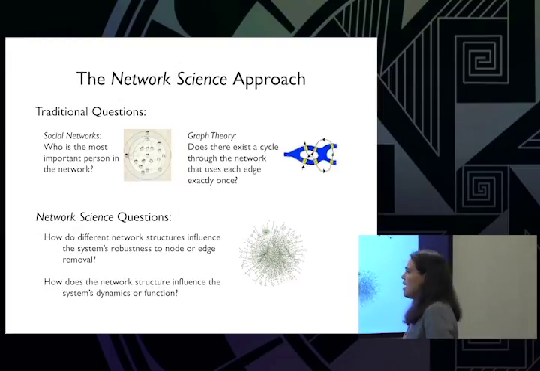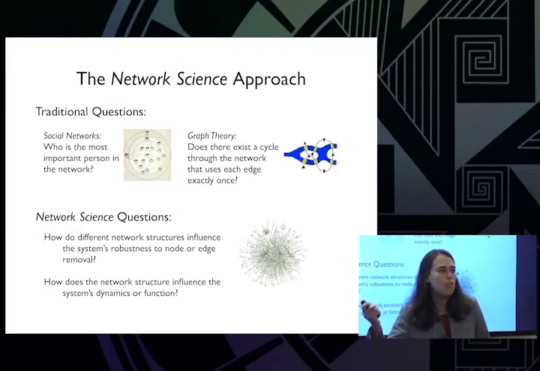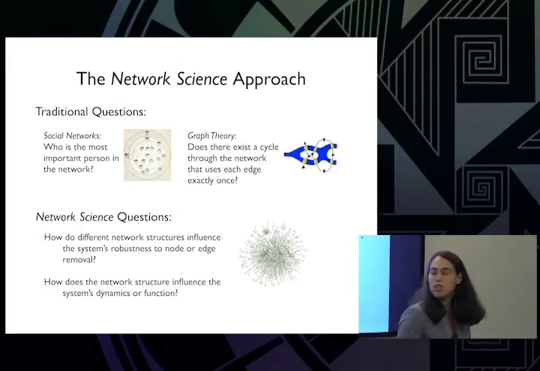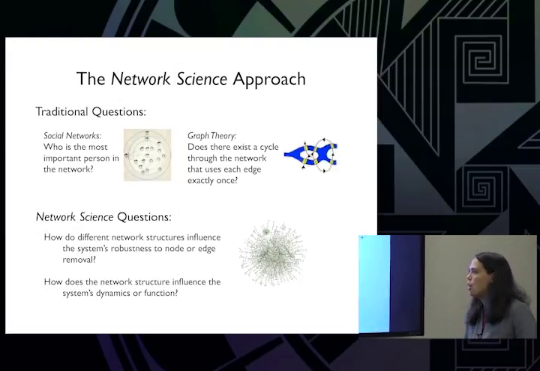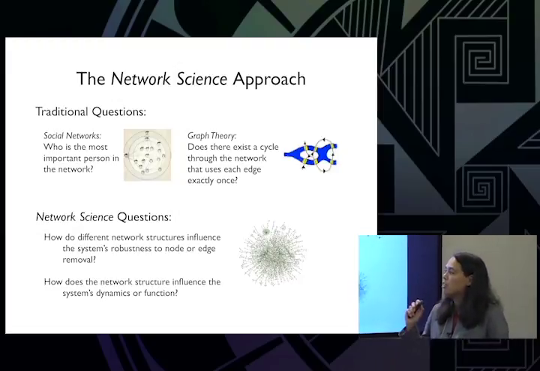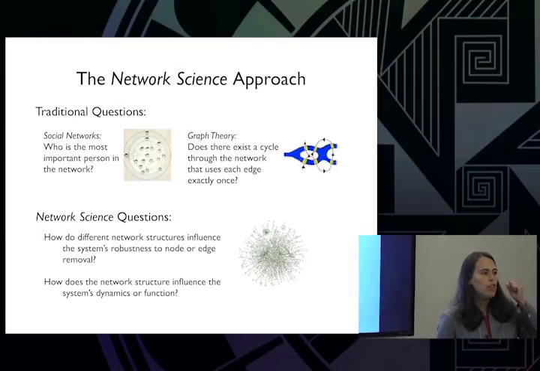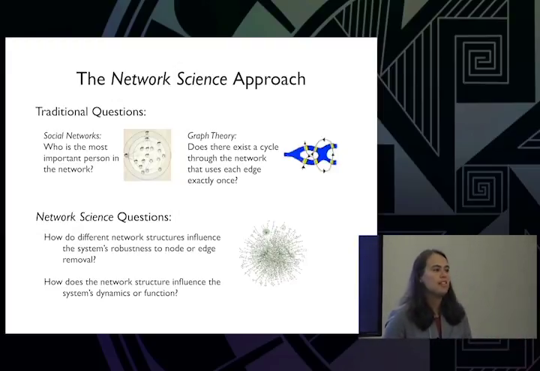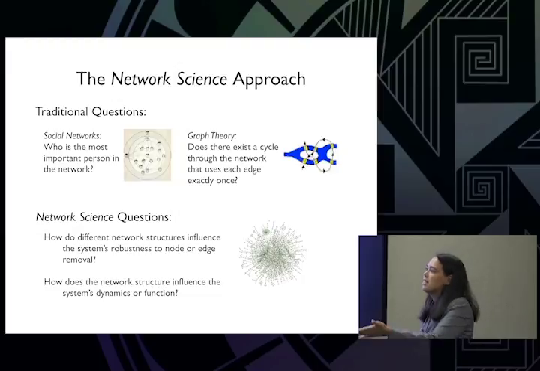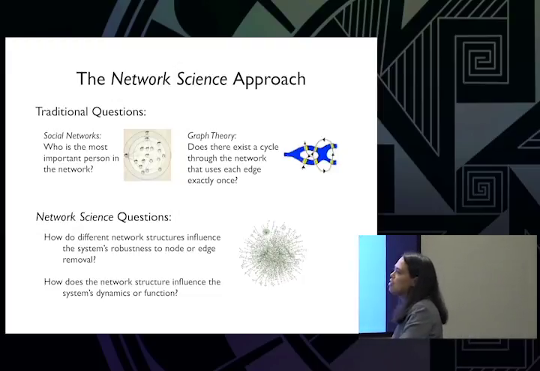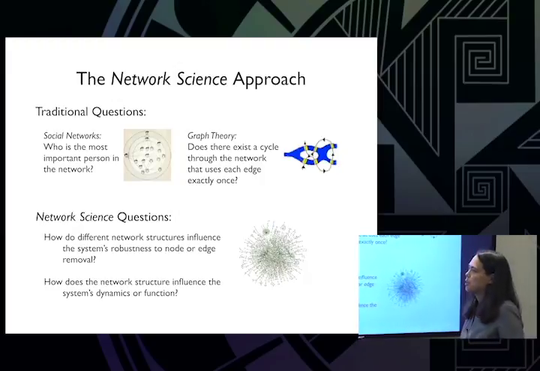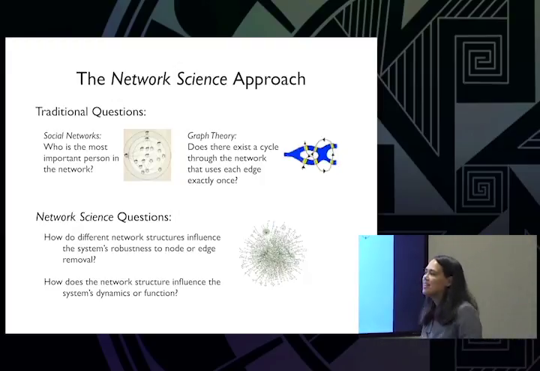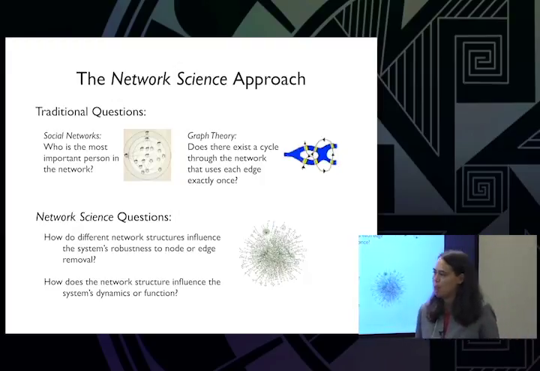On the other side of things, graph theory has been asking questions for a really long time also. So you can have a graph, usually a small one, maybe a little bit bigger, but the mathematicians are interested in very provable features about this network. So like, does there exist a cycle through the network that uses each edge exactly once? This is the famous Konigsberg bridge problem, that cycle being an Eulerian circuit.